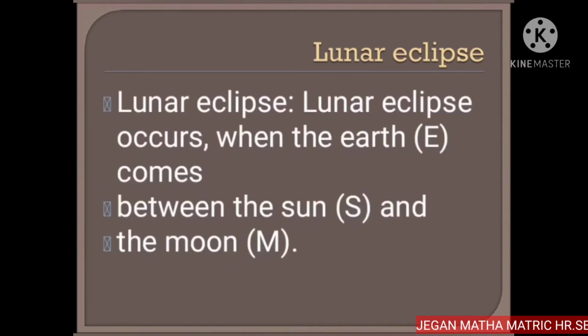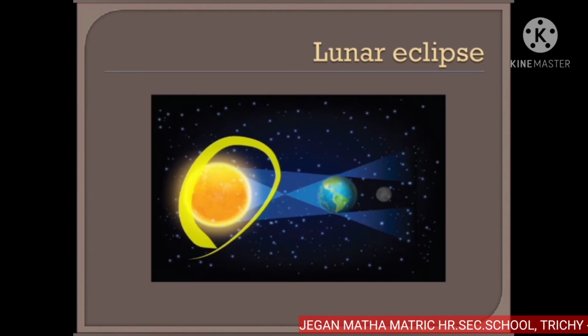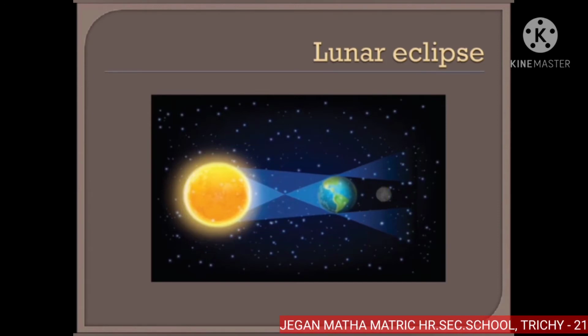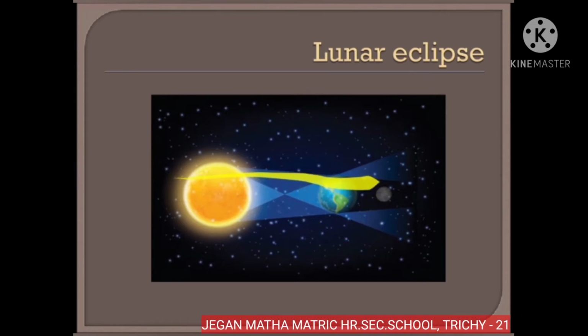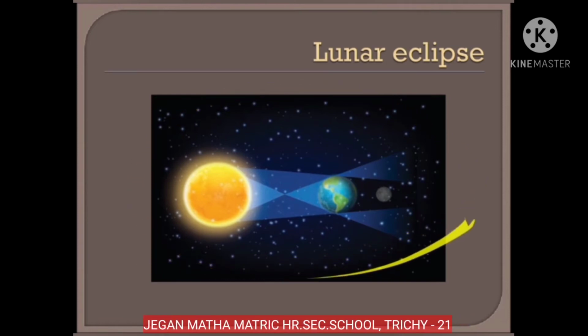Next one is lunar eclipse. Lunar eclipse occurs when the earth comes between the sun and the moon. See the picture. Here the earth comes between the sun and the moon. The earth prevents light coming from the sun and makes the shadow on the moon. So this is known as lunar eclipse.